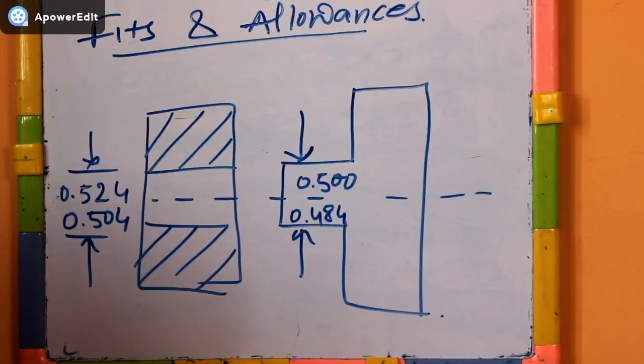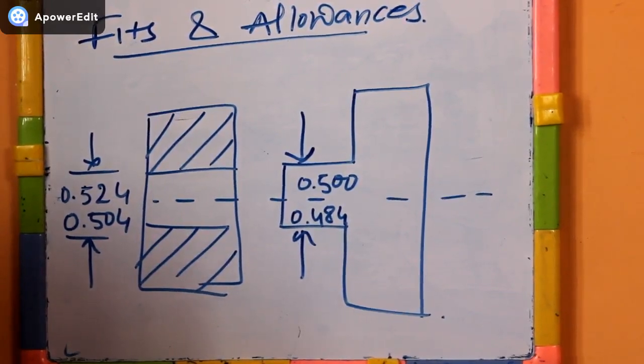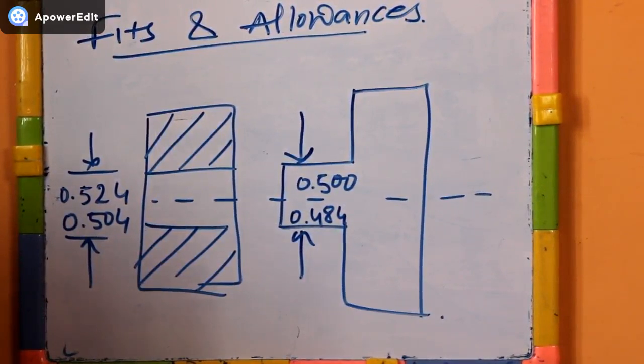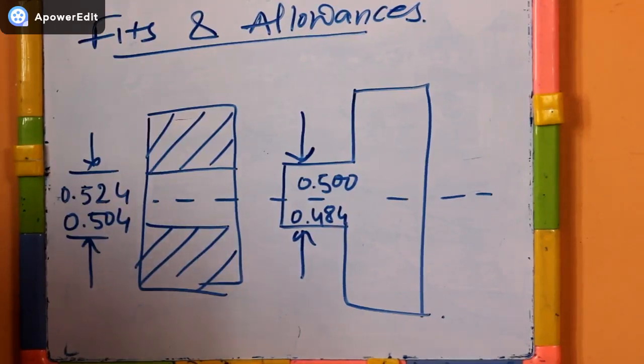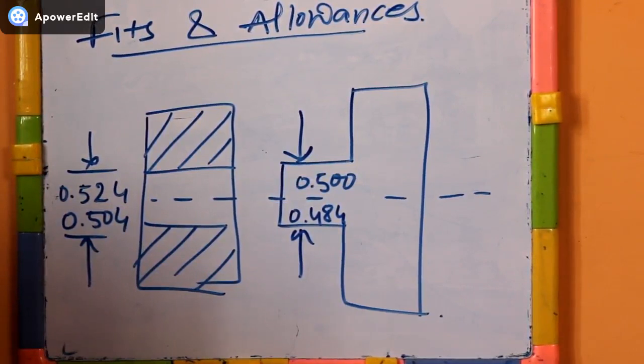Other types of fits are the interference fit and transition fit. In case of interference fit, the mating features are designed so that no matter what size the features are made, there will always be material interference between two mating parts like shaft and hole. In case of transition fit, the mating features are designed so that if the features are made within their size limit, the material interference at mating does not necessarily occur. Next is allowances.